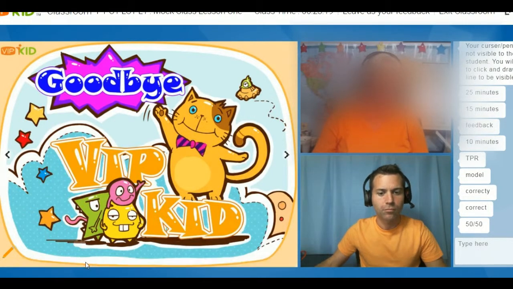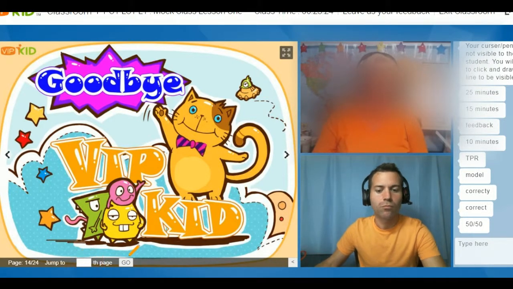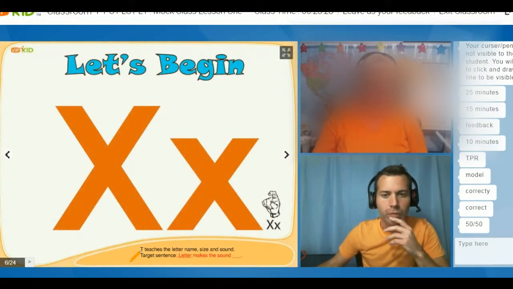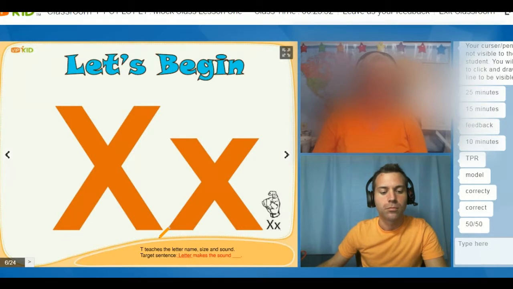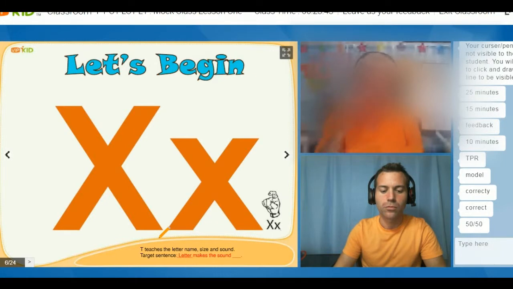So slide 6, you did a good job trying to get the student to use the target sentences and identify the vocabulary. You gave the student a chance to identify it on their own before you gave them the answer. You did a lot of the I do, we do, you do approach, which is wonderful. Here, you did a great job teaching X, big X, small x.